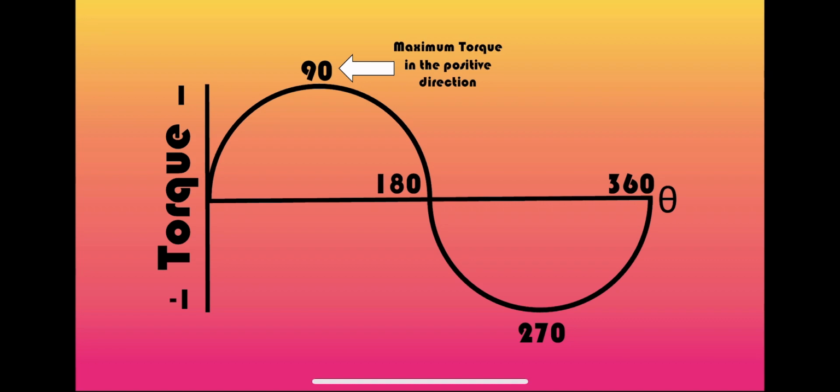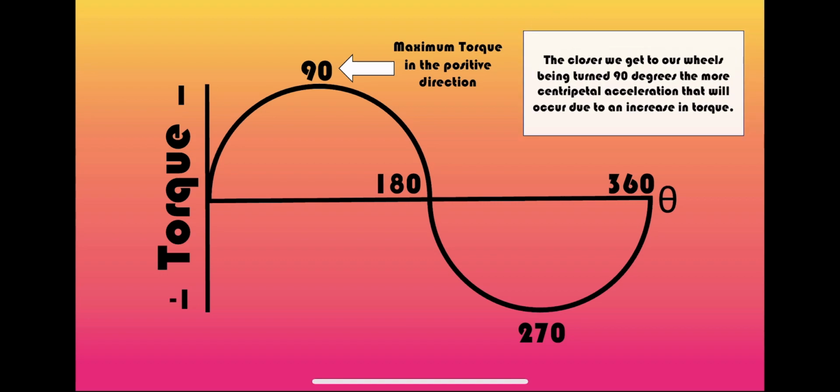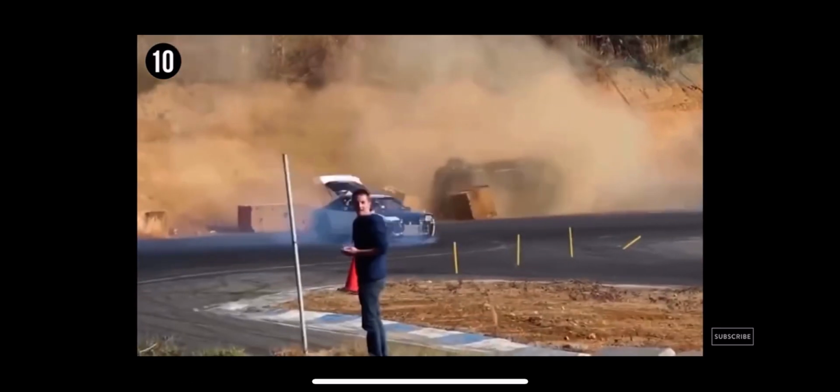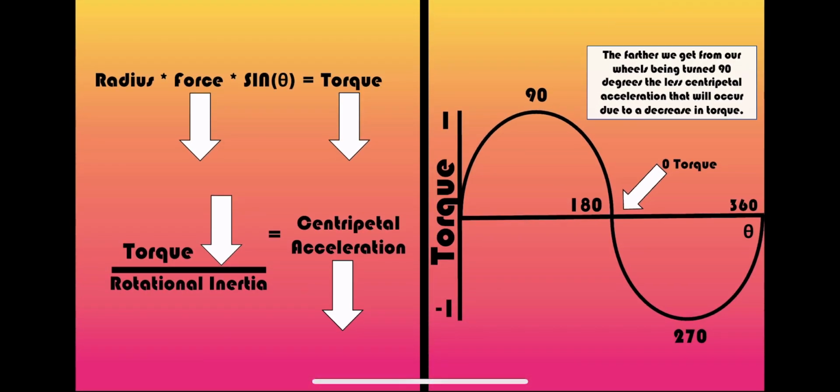The driver can also achieve the same thing by turning more into the drift, because the closer the driver can get to turning his wheels 90 degrees, the more torque the wheels are going to provide. And just like how increasing the force increases the torque, the more centripetal acceleration that will be caused. Without this centripetal acceleration, you might see something like this, which, believe me, is not good for anybody in that situation. If you want to drift less and slide more, you can hit the brakes or countersteer by turning the wheels away from the drift.